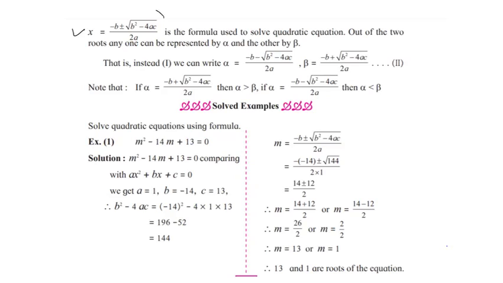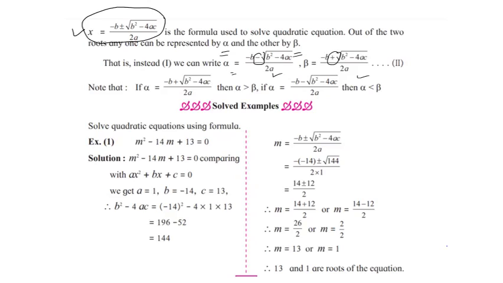See here, there are two roots. Out of the two roots, any one can be represented by alpha and the other by beta. We can write alpha equal to, taking minus first, and then beta equal to plus. Same formula: once we write minus, and then the second time we write plus. Alpha equal to minus b minus root of b square minus 4ac upon 2a. Beta equal to minus b plus root of b square minus 4ac upon 2a. Like this we are going to find the two roots of the given equation.